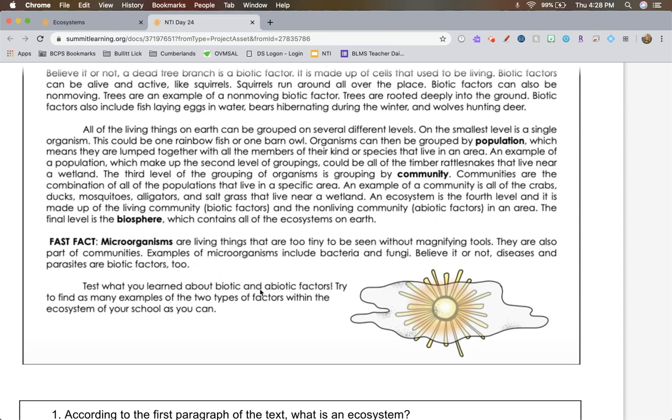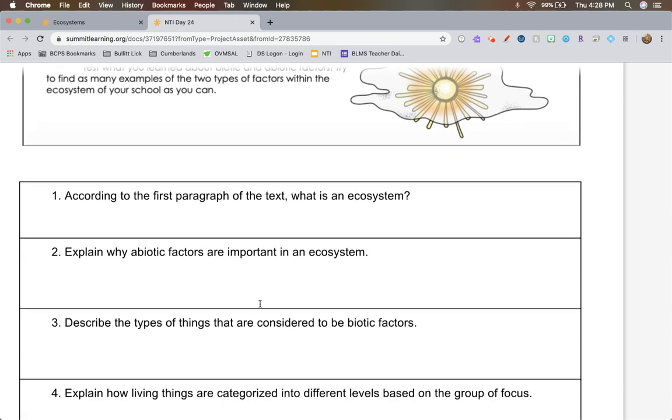Test what you learn about biotic and abiotic factors. Try to find as many examples of the two types of factors within the ecosystem of your school or at home in your backyard as you can. Then you're going to answer these questions, guys.